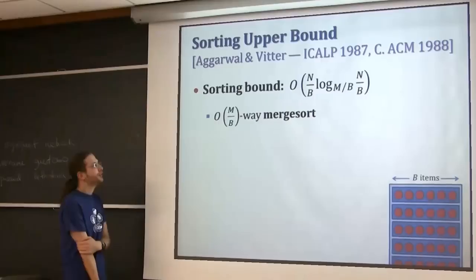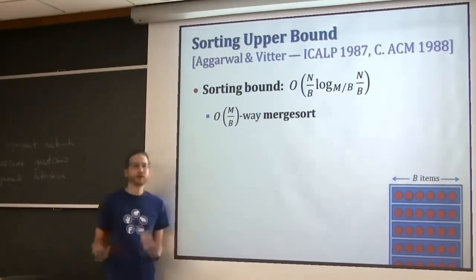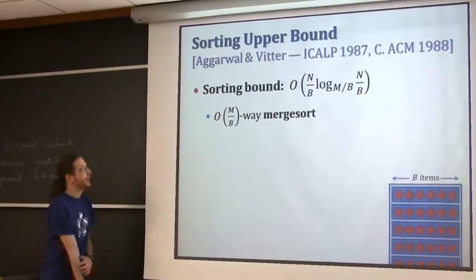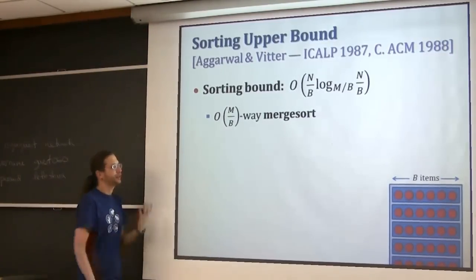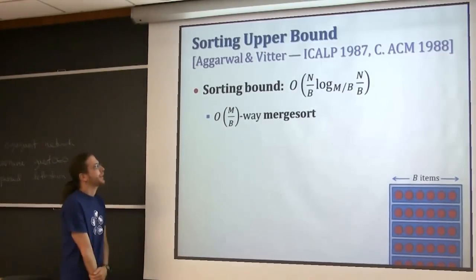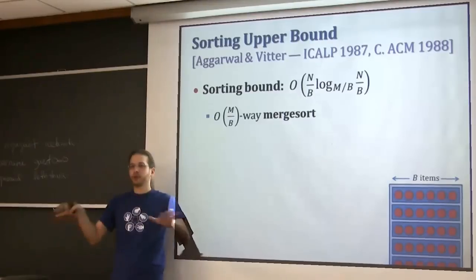OK, how do we achieve this bound? What's an upper bound? I'm going to show you two ways to do it. The easy one is merge sort, or to me the conceptually easiest is merge sort. They're actually kind of symmetric. So you probably know binary merge sort. You take your items, split them in half, recursively sort, merge.